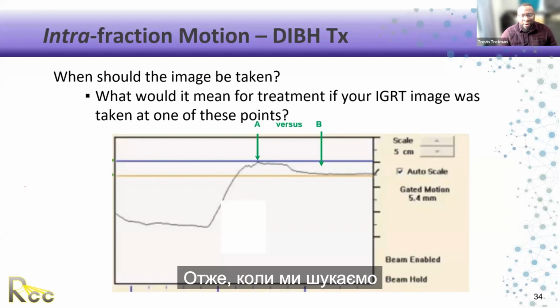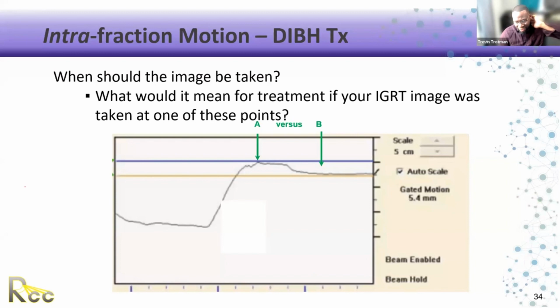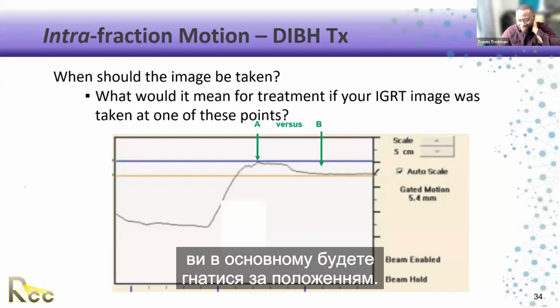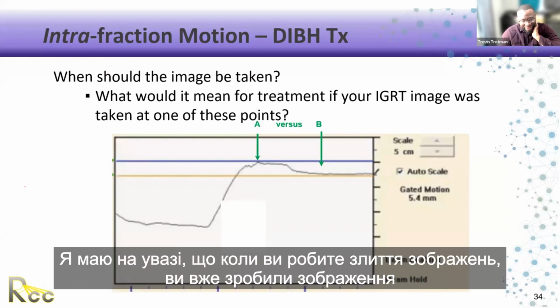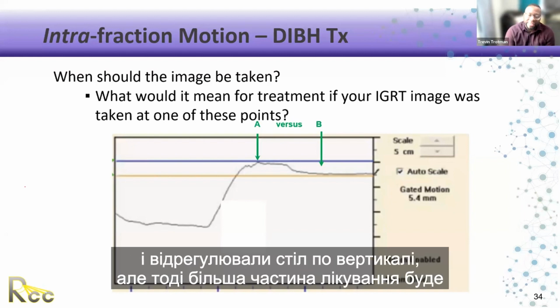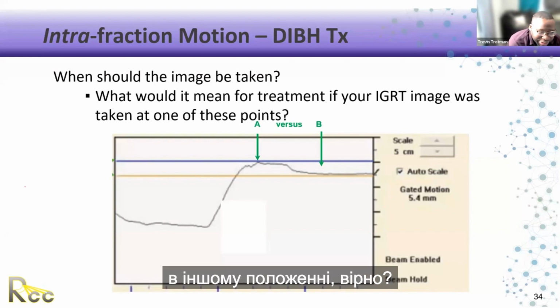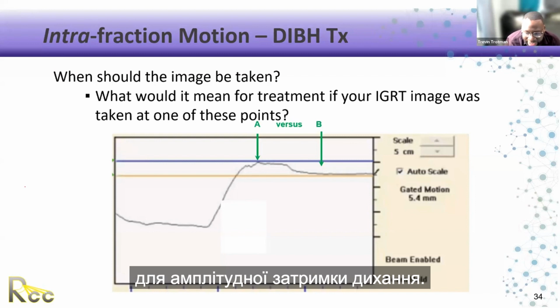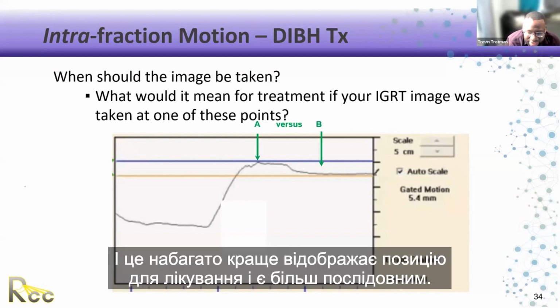So when we're looking at point A, we can see that if you take your image there, you'll be chasing the position, basically. I'm talking about when you're doing your match. You will have taken the image and adjusted the couch vertical, but then most of the treatment will be at a different position. And then image B is better because you'll have that 1 second delay for amplitude breath hold. This much more represents the position for treatment, and it's more consistent.